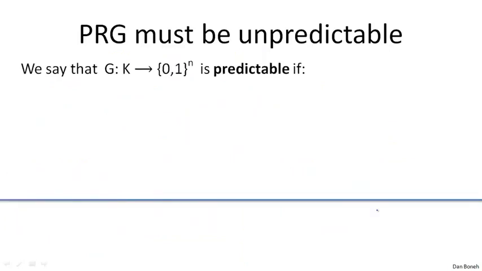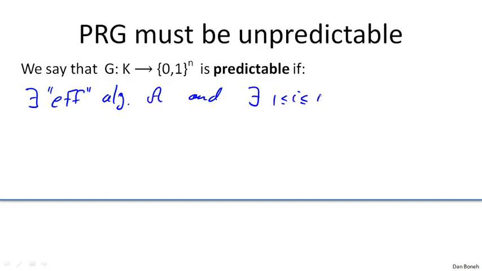So what does it mean that a PRG is unpredictable? Let's define more precisely what it means for a PRG to be unpredictable. Well, first we'll define more precisely what it means for a PRG to be predictable. We say that G is predictable if there exists an efficient algorithm, let's call it A, and there is some position i between 1 and n minus 1, such that if we look at the probability over a random key, and remember this notation means choose a random key from the set K, so this arrow with R just means choose a random key from the set K.